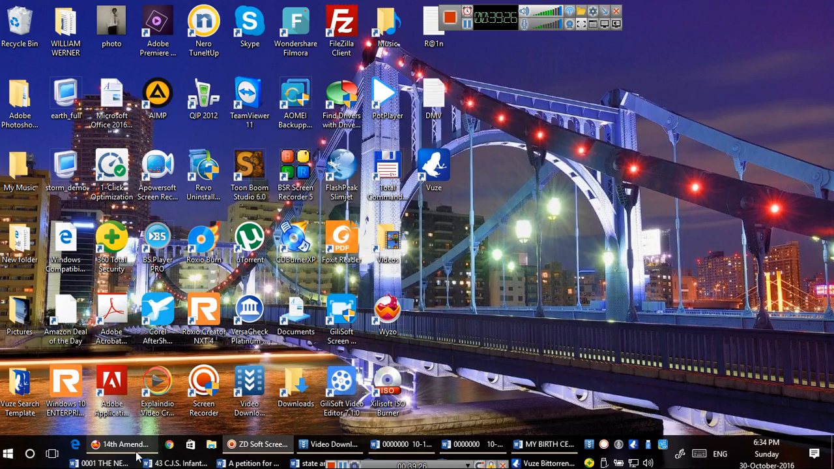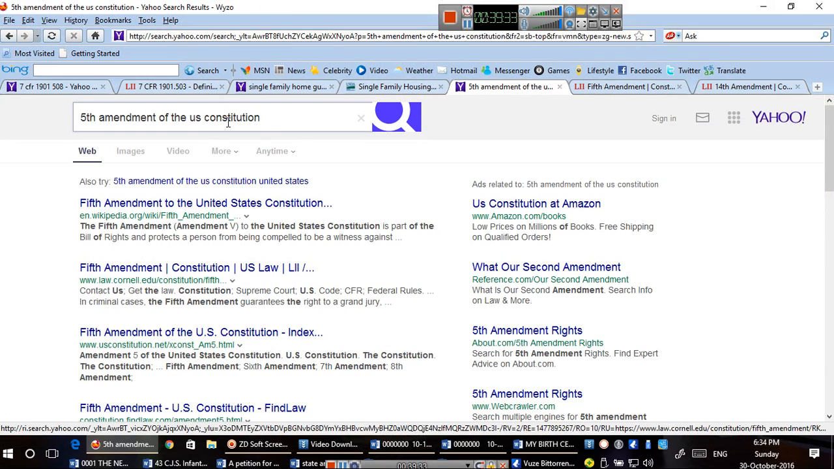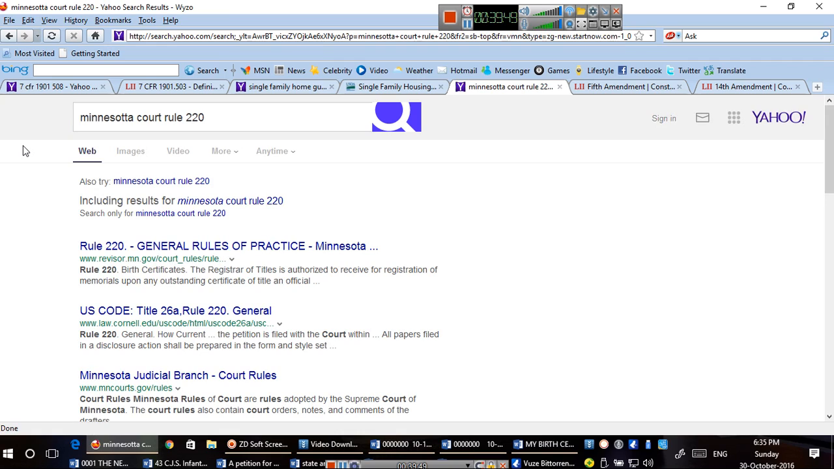Oh, that's right. We got somebody criticizing, saying I don't know what I'm talking about. Alright, let's show you the legislation. Y'all ready? Okay. We're going to do Minnesota Court Rule 220. Ladies and gentlemen, this is the one we want. This one right here where it says Rule 220, General Rules of Practice. This is going to take us directly to their site.